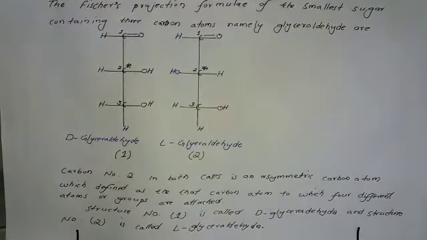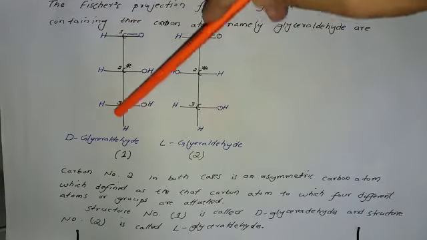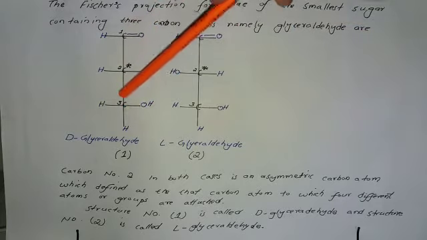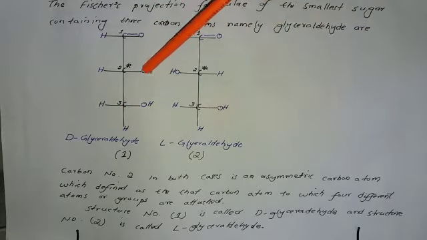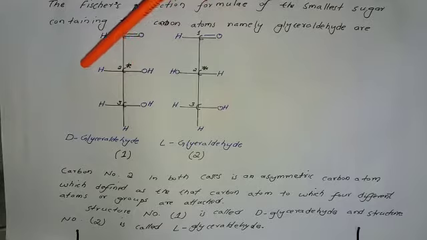The Fischer projection formulae of the smallest sugar containing 3 carbon atoms, namely glyceraldehyde, can be represented by two Fischer projection formulae. One of them is this one. This is a vertical chain of carbon atoms. To the right and left side, hydroxyl and hydrogen atoms are attached.